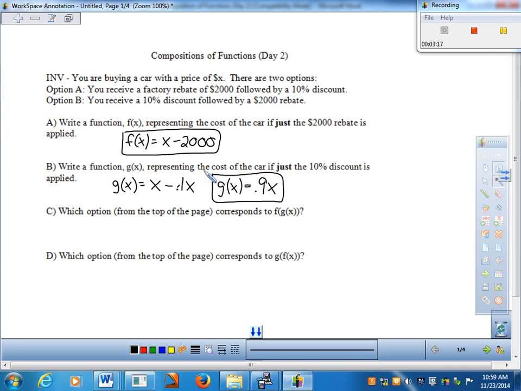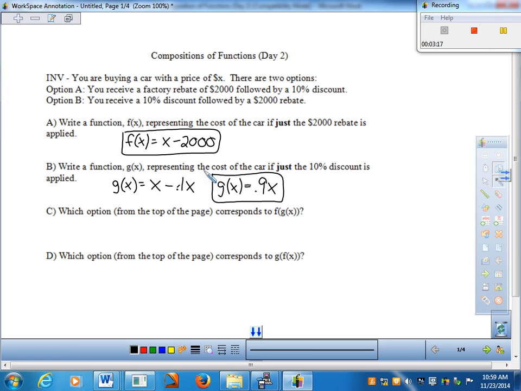Now, let's go back to the options and talk about it in terms of a composition. So which option from the top of the page would be f composed of g of x, and which option would be g composed of f of x? I want you to visualize that without actually doing the math just yet. Let's see if you can pull that off. Which is which?